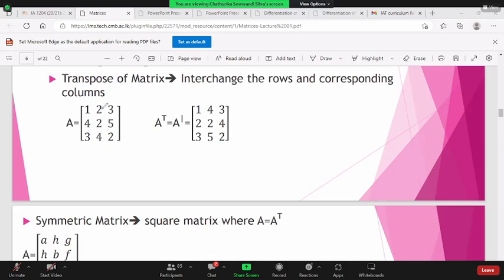So here, 1, 2, 3 is indicated here as 1, 2, 3, 4, 5, 4, 2, 5. That means all the rows have been interchanged to columns and columns interchanged to rows.